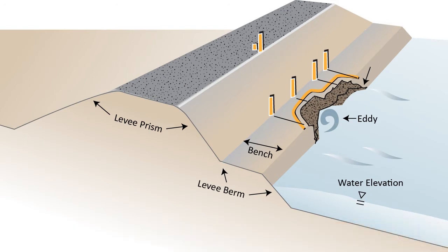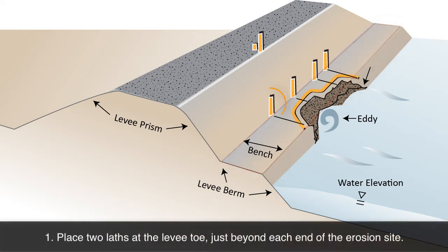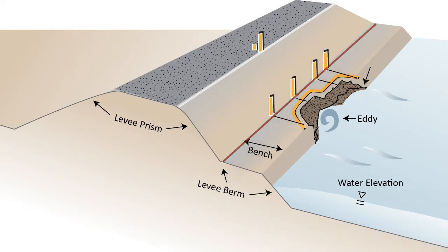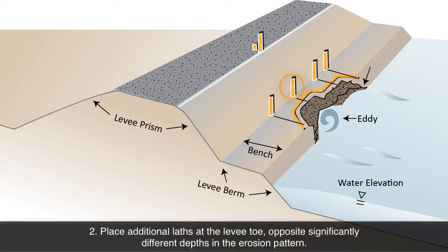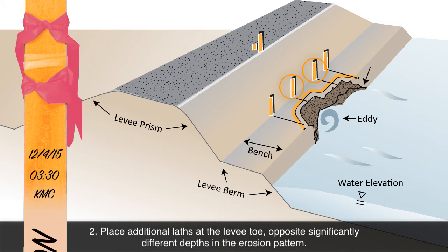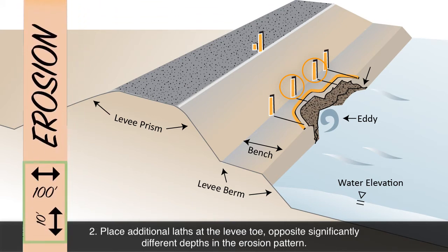If erosion is impacting a bank or bench in front of the levee, place 2 laths at the levee toe just beyond each end of the erosion site. These laths will be placed where the levee toe meets the bench. This will document where the original bench edge was located. Then place additional laths at the levee toe opposite significantly different depths in the erosion pattern. Mark each of these laths with the distance from the levee toe to its corresponding erosion edge.